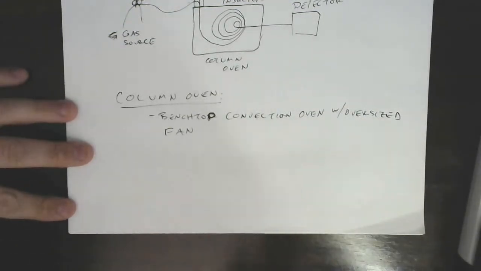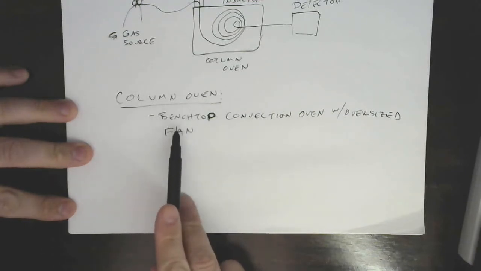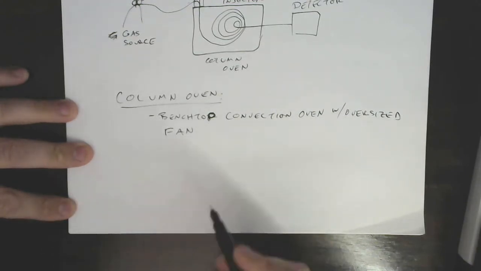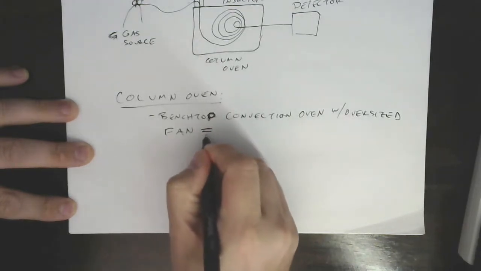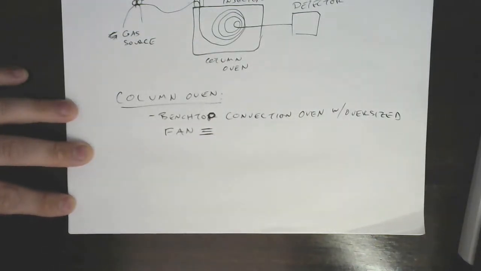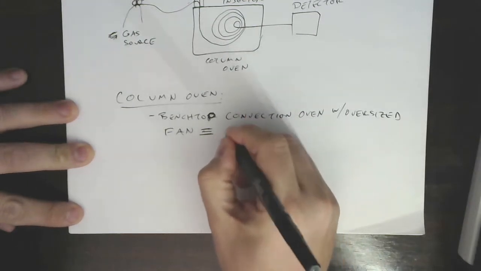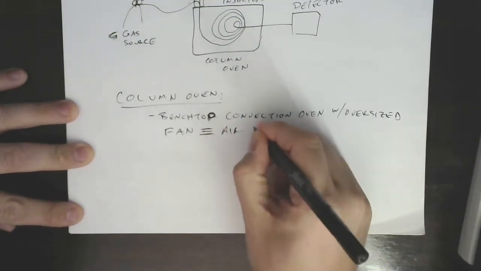I'm so excited about this because this is my favorite thing in the kitchen. A benchtop convection oven with an oversized fan. This is literally, it's equal. It's even more than equal. It is defined as an air fryer, right?